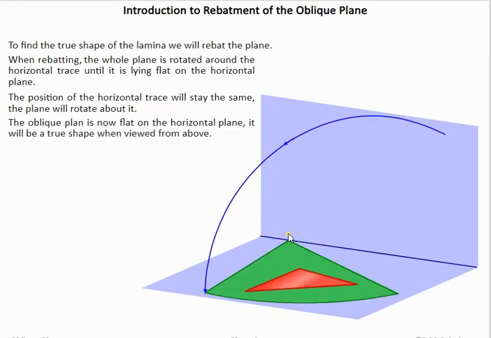So what we're doing in this case here, we're using the horizontal trace as a hinge. So this here is a hinge, say for example a door hinge or a piano hinge, and what we're doing is grabbing hold of this oblique plane and folding it down flat on the ground. So when we look straight down from above, looking in at 90 degrees now to this, we'll see the true shape in plan.